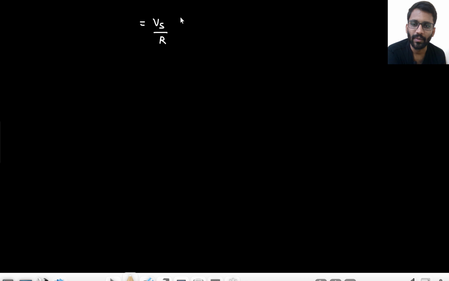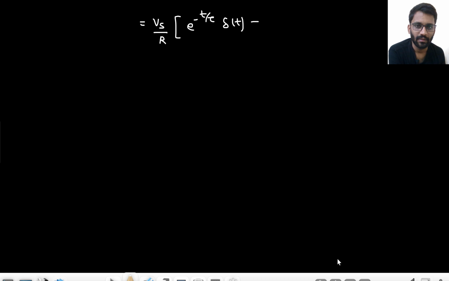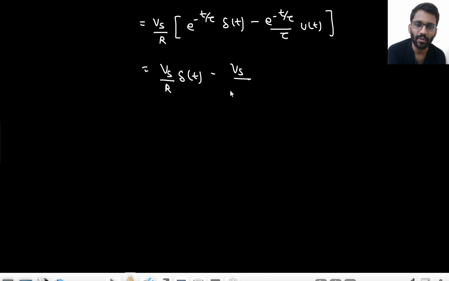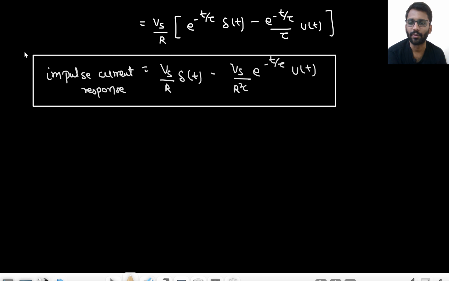So Vs by R will come in common. First as it is, differentiation of second, plus differentiation of this, e to the power minus t upon tau by tau u(t). Basically Vs by R delta(t), because this will be 1, minus Vs by tau is RC, so R squared C e to the power minus t upon tau u(t). That is the impulse current response, a current response for impulse voltage input, right? This is also a final answer.